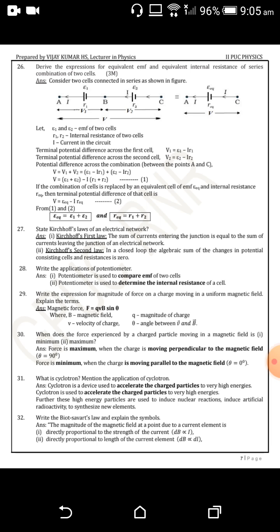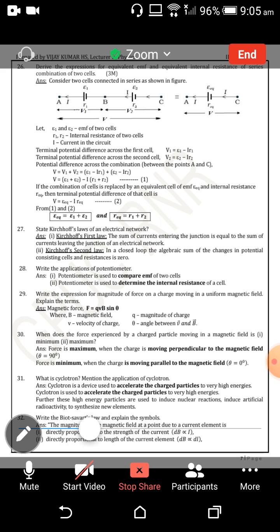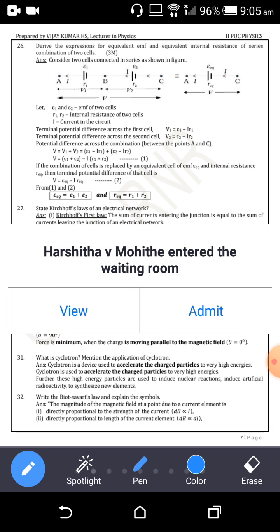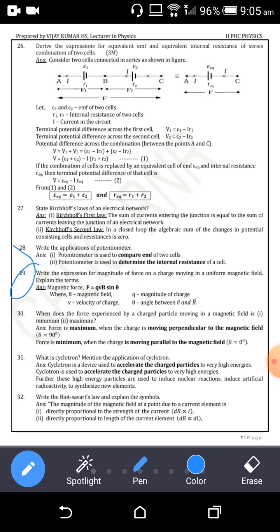Okay, fine. So we will start with the 29th question. It's a question based upon the chapter moving charges. What has been given there is: write the expression for magnitude of force on a charge moving in a uniform magnetic field. Explain the terms.